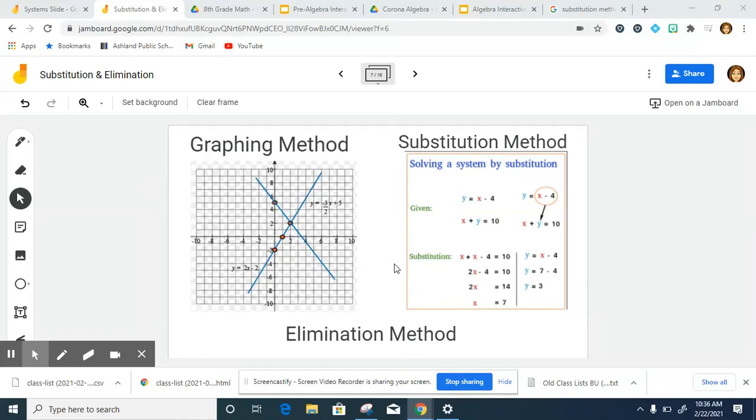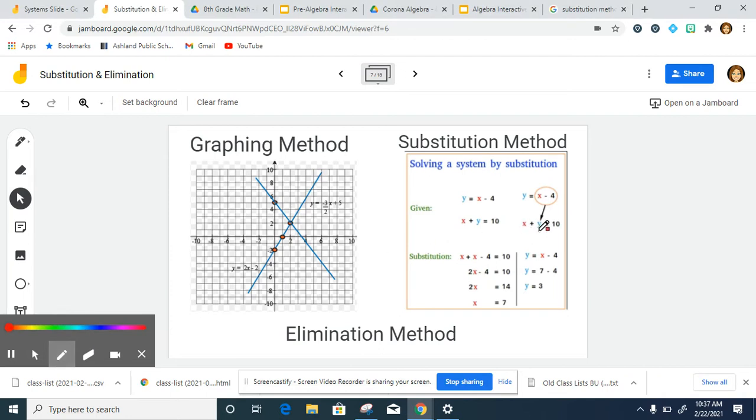Over the last couple of weeks, we've talked about two different ways of solving systems. The first way we talked about was graphing, where you graph each equation on the same grid and you look to see where they cross. These two cross at x = 2, y = 2. So the solution would be (2, 2). Our solution is always an ordered pair.